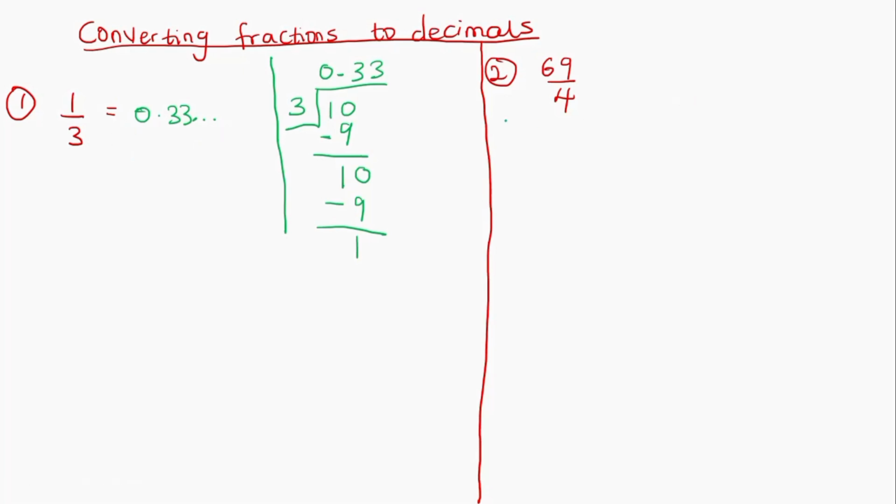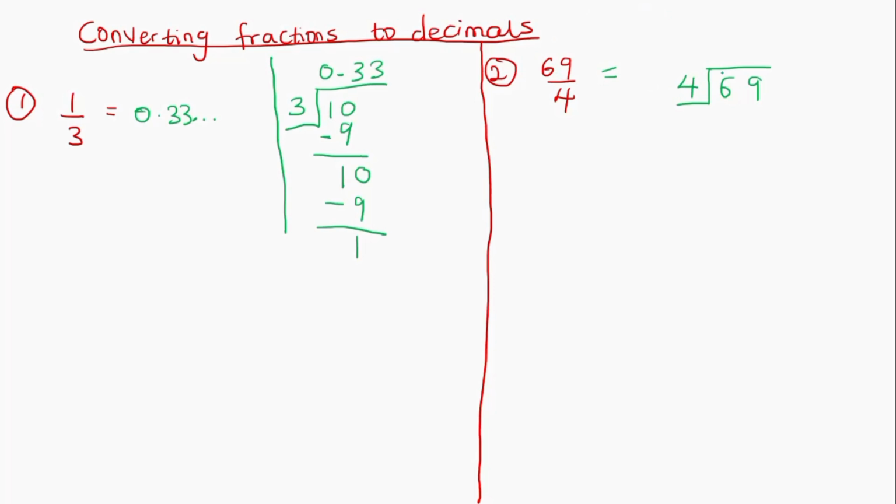So let's take a look at this next question right here. 69/4. Convert this to decimal. Now if you take a look at this question, this is an improper fraction. In an improper fraction, in order for you to convert it to a decimal, all you want to do is the numerator stays inside in this case and the denominator stays outside. So let's simply do this.